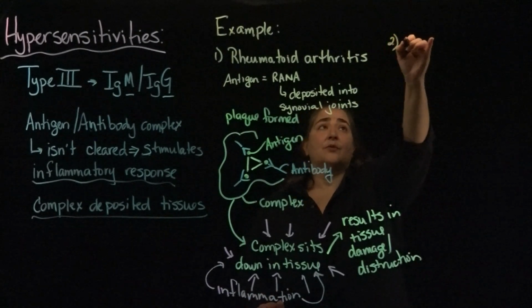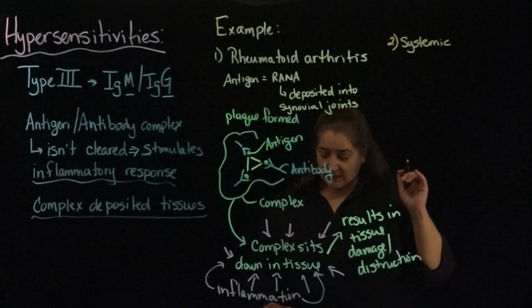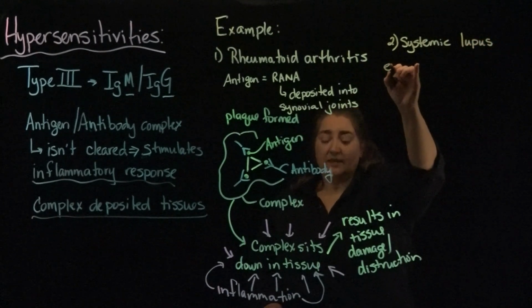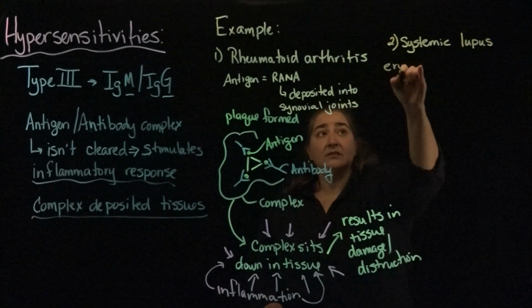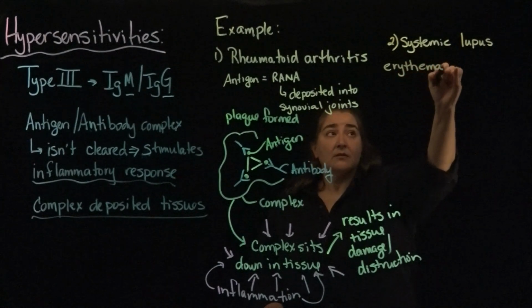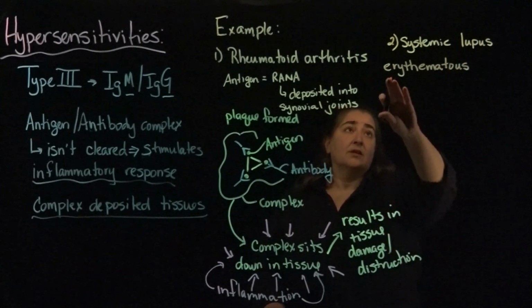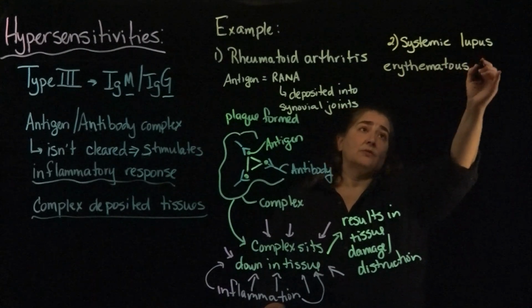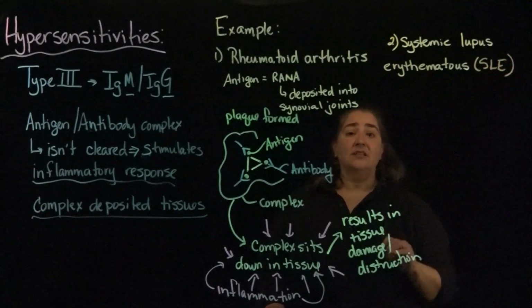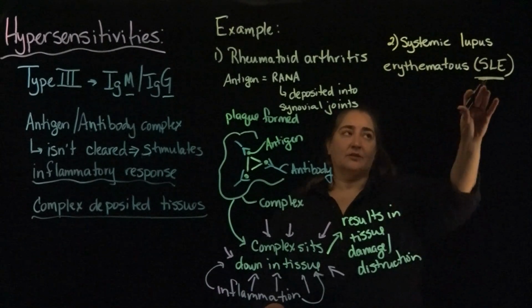The other example is systemic lupus. And I always have to worry about spelling this because it's one of the longer words. I believe that's right. Systemic lupus erythematosus, abbreviated SLE. Absolutely fine for you to refer to this as SLE on any test they give you.